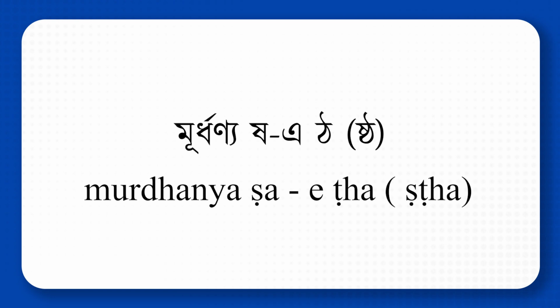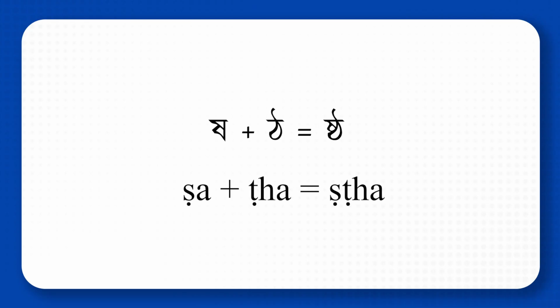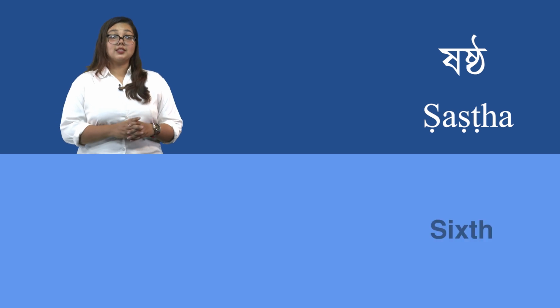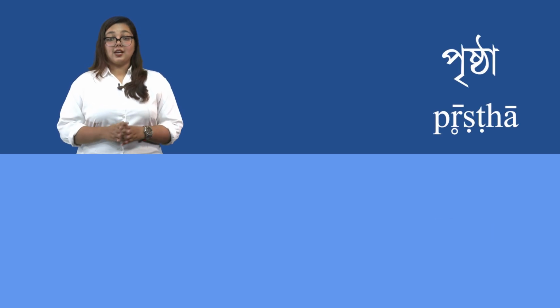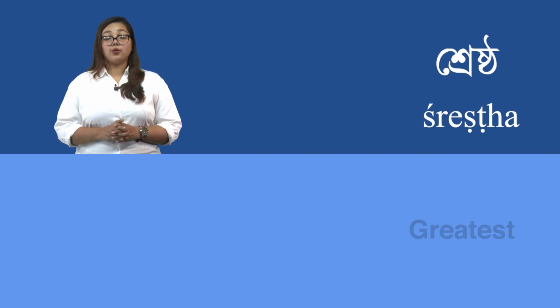The second conjunct is Murdhan Noy Shoy Toy. Here the consonants Murdhan No Shoy and To merge to form a cluster, creating a new shape. This effect is evident in words like Shoshto, meaning sixth, Prishtha means page, and Sreshto means greatest.